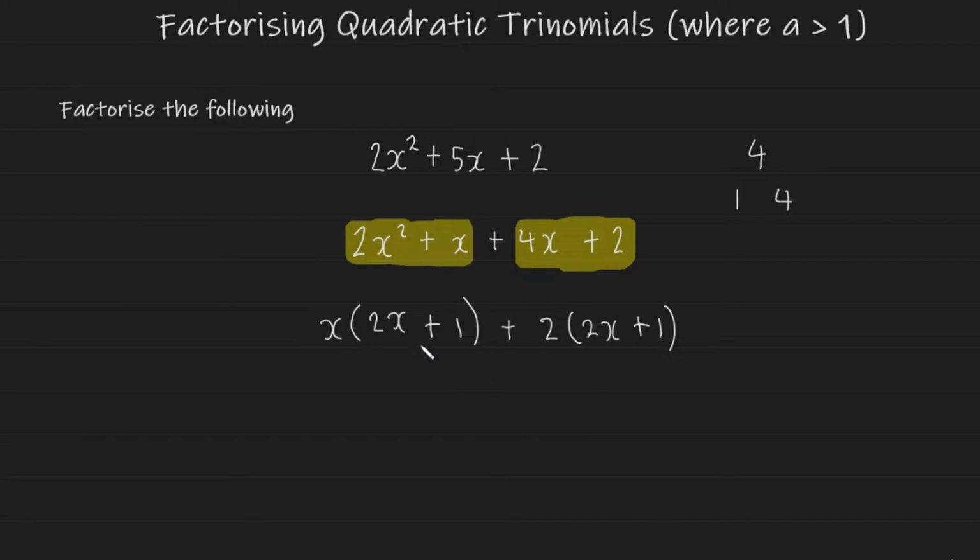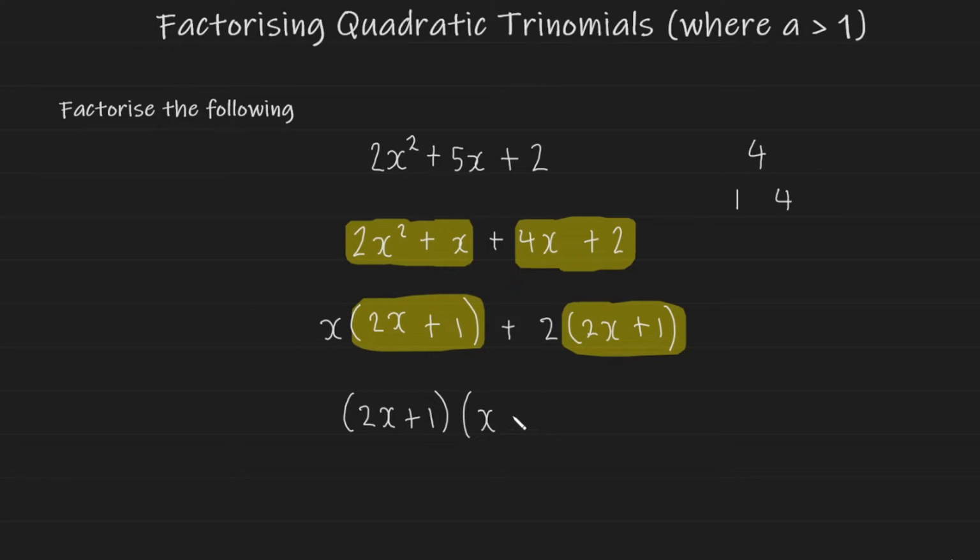Now what you should notice here is these two brackets that are formed should be the same. If they are not the same, then you have made a mistake somewhere. But if they are the same, the next step is the final step and will give you the fully factorized form. So all you have to do is write these two brackets as a single bracket here. What you're effectively doing is you are factorizing these two brackets outside of the entire expression. And then after that, this x plus 2 here, you're going to write it beside the 2x plus 1. And there you have it. You have fully factorized this quadratic trinomial where the coefficient of x squared is greater than 1.